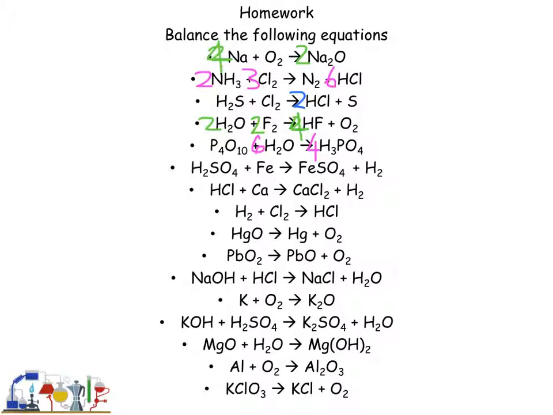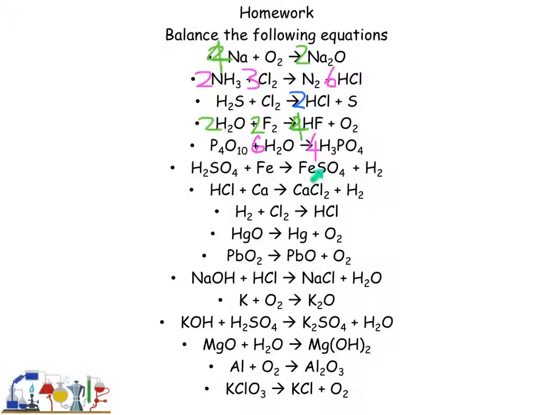4 potassiums on the left, 4 potassiums on the right. 12 hydrogens on the left, 12 hydrogens on the right. 10 oxygens plus 6, 16 oxygens on the left. 4 times 4, 16 oxygens on the right. Yay! 2 hydrogens on the left, 2 hydrogens on the right.